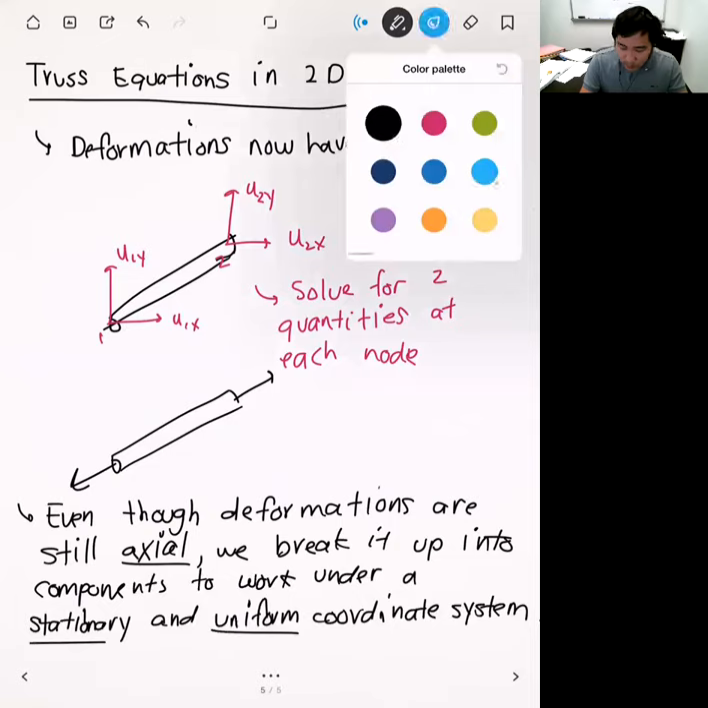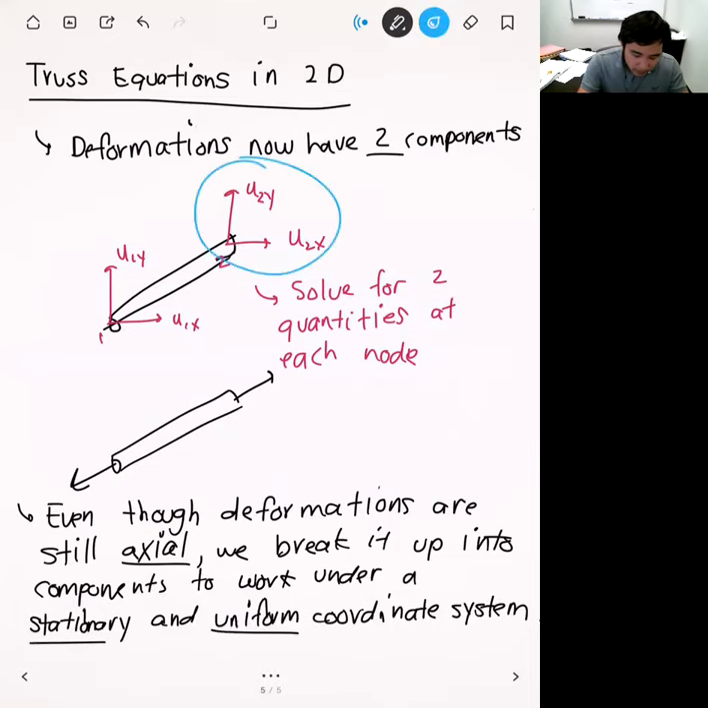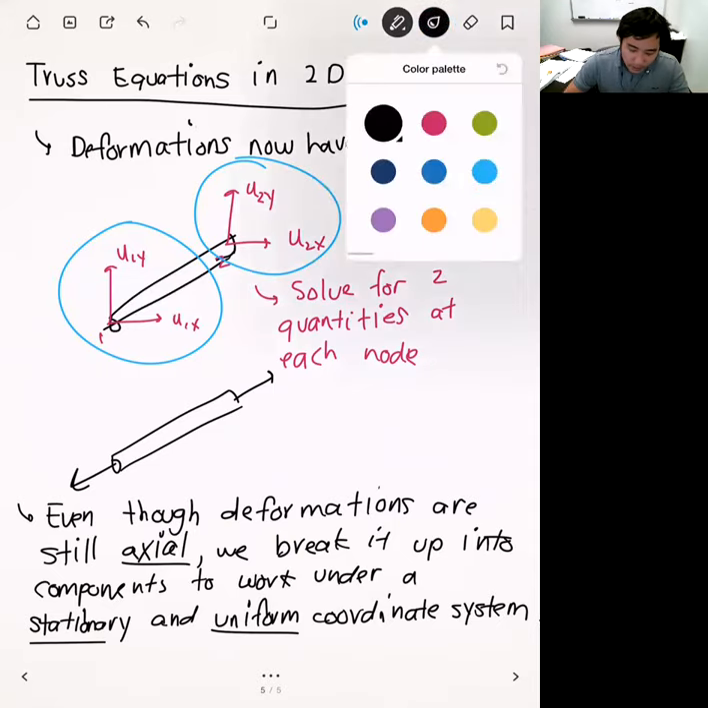Okay? And so it does seem like a lot of work to work in conditions like this, because we're computing two things instead of one at each node, but it's a necessary step for us in order to compute problems like this. Okay, right. And so what does this mean for our element stiffness matrix?